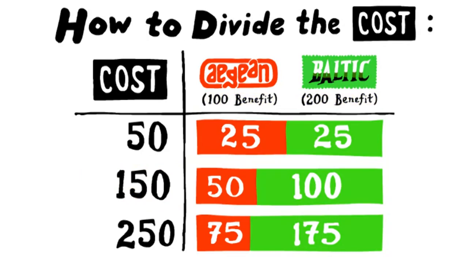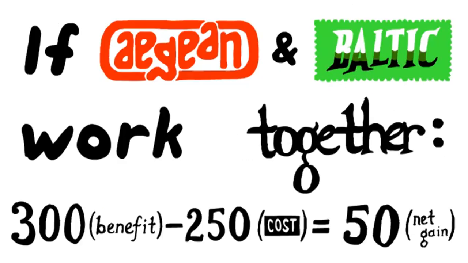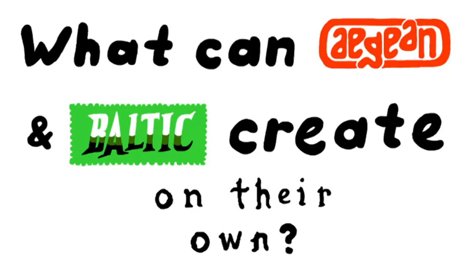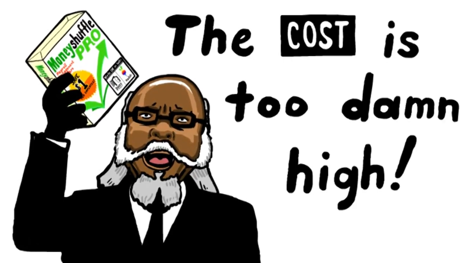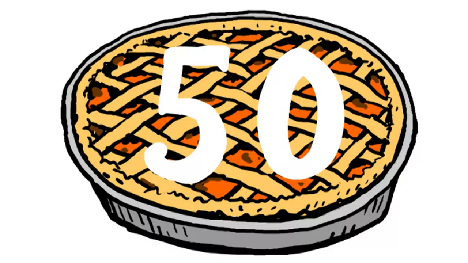Now I think we're ready to tackle the third and final line of our table. What's the pie when the total cost is 250? If Aegean and Baltic work together, they can reap a collective gain of 50, the 300 benefit net of the 250 cost. What can they create on their own? If they don't reach an agreement, what will Aegean and Baltic do? Nothing. The cost is so high that neither Aegean nor Baltic is willing to act on its own. Thus, the pie is 50.